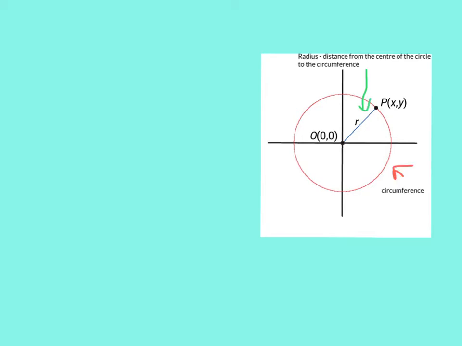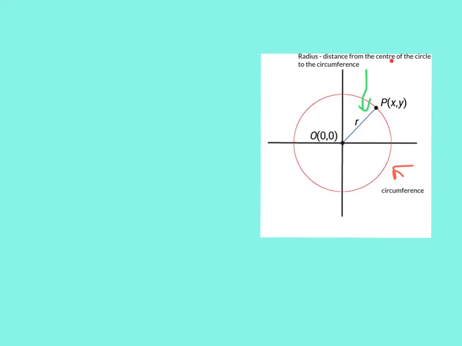Okay, so we would have never covered this for junior cert. You would have talked about radius, but not so much coordinate geometry of the circle. So when we're just looking at this, just a little bit of a recap. The circumference is this circular part here. So it's actually the outside of the circle.